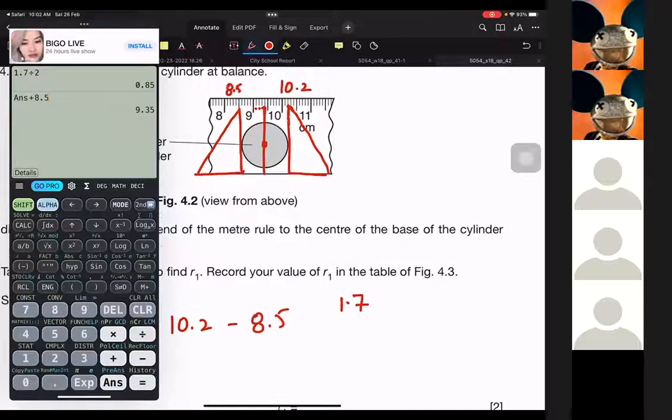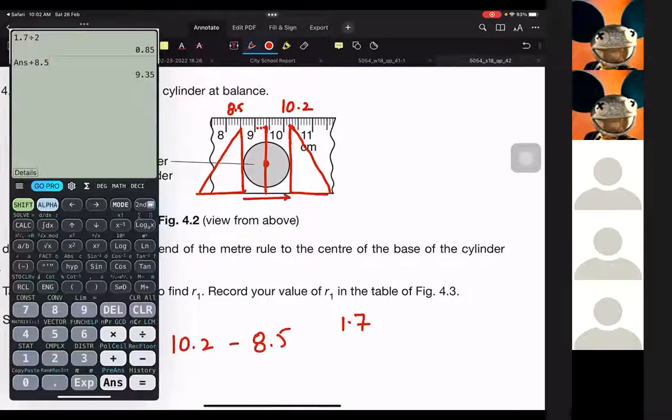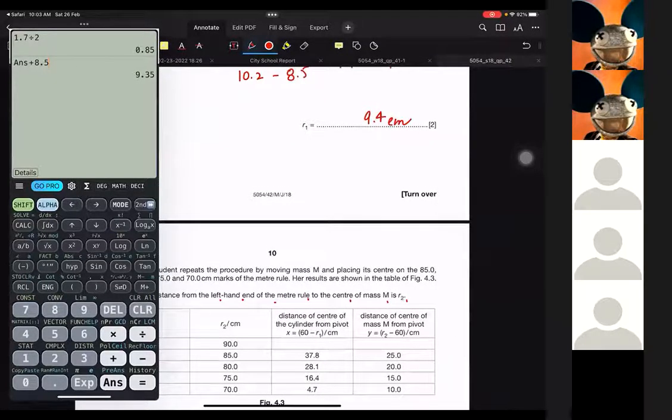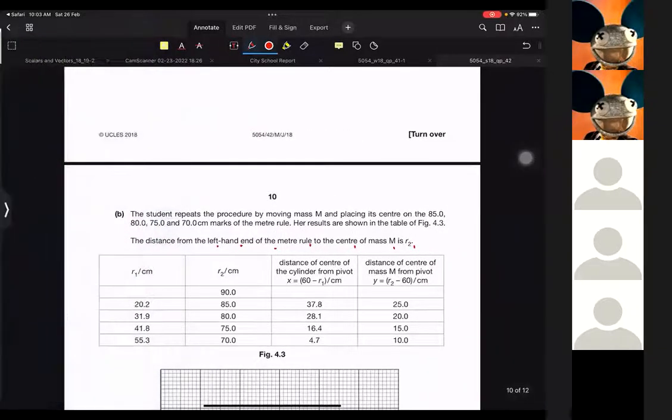So basically I took the difference between these two, which is 1.7, then divided by 2, so I got exactly half of the difference. Then I added it to find exactly which point is the center. So let's take it as 9.4 centimeters, very important. Now it says R1, you need to fill it in. So this was 9.4.